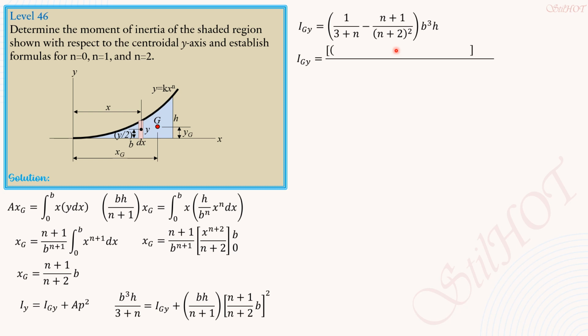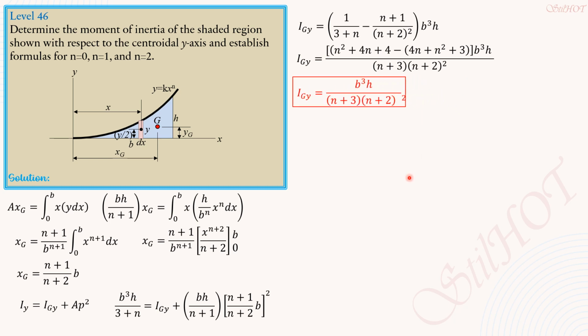After we simplify this, Igy equals n squared plus 4n plus 4 minus quantity 3n plus n squared, so 4n, n times n squared, then 3 times 1, 3. So minus quantity 4n plus n squared plus 3. Then b cubed h over n plus 3, quantity n plus 2 squared, the LCD. So n squared cancelled, then 4n minus 4n cancelled, 4 minus 3. So therefore, the numerator is b cubed h, the denominator is n plus 3, quantity n plus 2 squared. So that's Igy, b cubed h over quantity n plus 3, n plus 2, quantity squared.